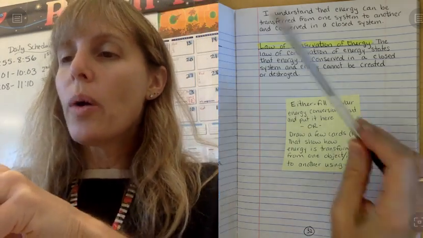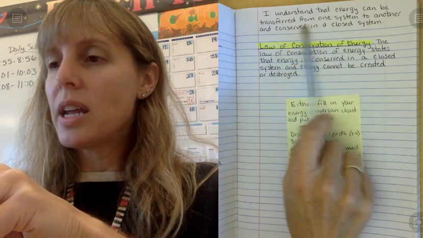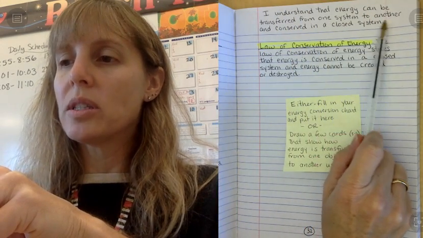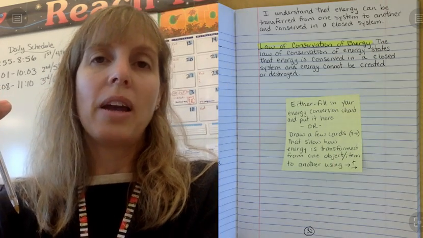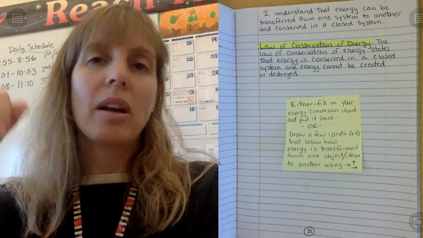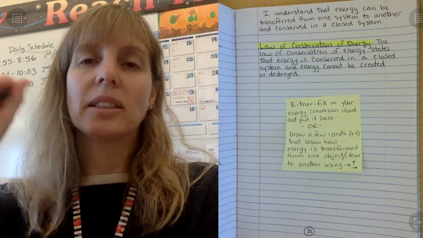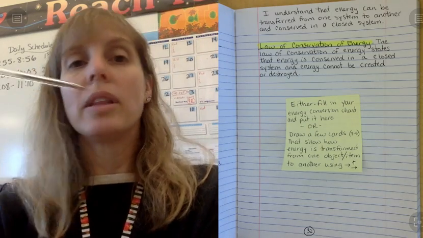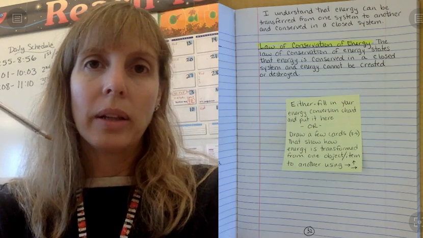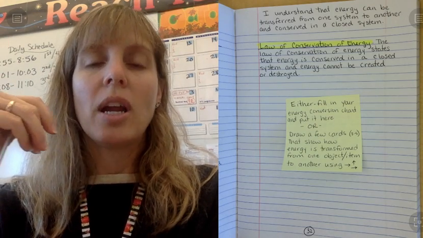Okay, so our learning target is: I understand that energy can be transferred from one system to another and conserved in a closed system. That means within one thing. So if you're talking about the energy in a bicycle, that means all the gears and the pedals and all of that. That's a system, okay? Or the energy in a human, like everything that's going on in a human: breathing, wiggling, cells moving, changing.